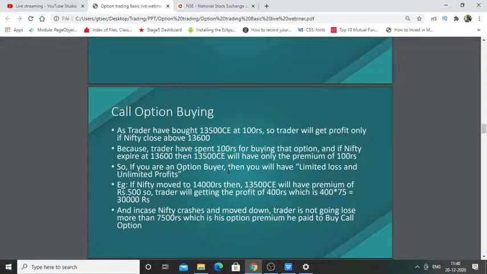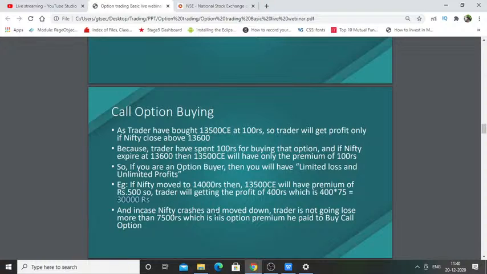Let's say something good happens and Nifty starts rallying 1,000 points on the upside. With just an investment of 100 rupees you are going to earn 900 rupees as your profit. So option buying will give you unlimited profit wherever the market starts moving. You will get the profit as per the market's movement. If the market moves to 14,000, you will be getting 400 rupees as your premium. So with the margin of 7,500 you can earn 30,000 rupees as a profit.